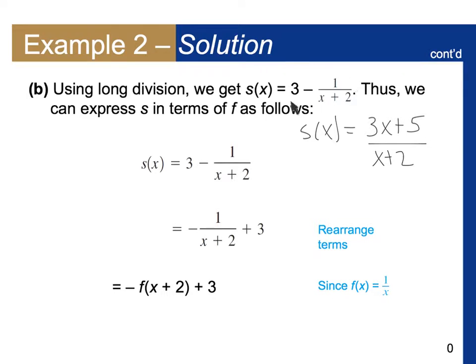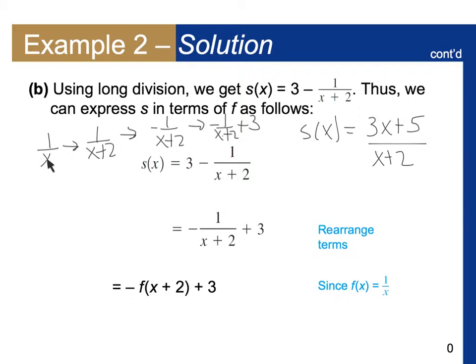Now we can turn this into a graph starting with 1 over x. Basically, if we start with 1 over x, we would have this, and then we go to 1 over x plus 2, and then we go to minus 1 over x plus 2, and then we go to minus 1 over x plus 2 plus 3. Now let's talk about what each of these steps does.